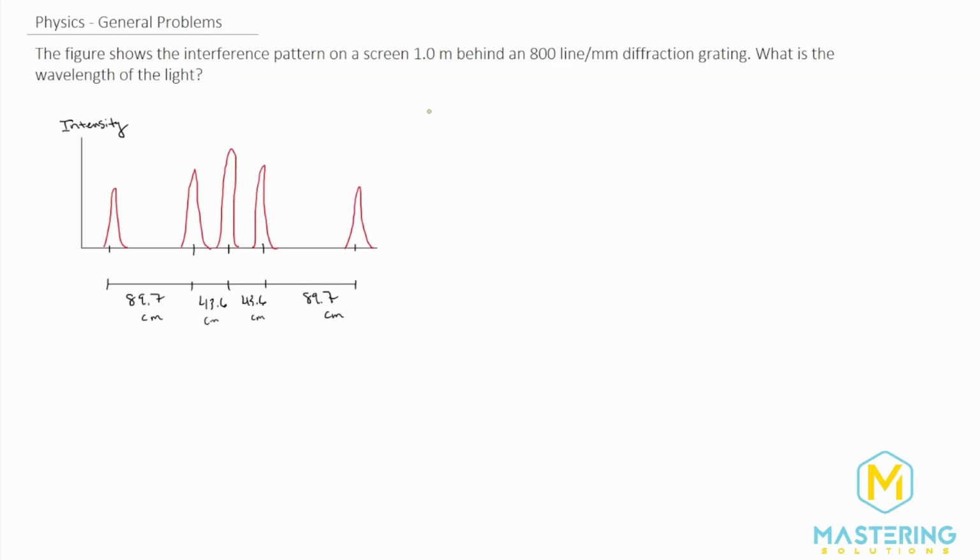Let's first make a list of everything that we're given in this problem. We're told that the interference pattern is on a screen 1 meter behind the diffraction grating, so L is 1 meter, and the grating is 800 lines per millimeter. So d, the slit spacing, is width over slits, or width over lines, either way. We have 1 times 10 to the negative 3, so 1 millimeter over 800 lines. I like to leave it like this so it's more precise when we plug it in. And that's all that we're given.